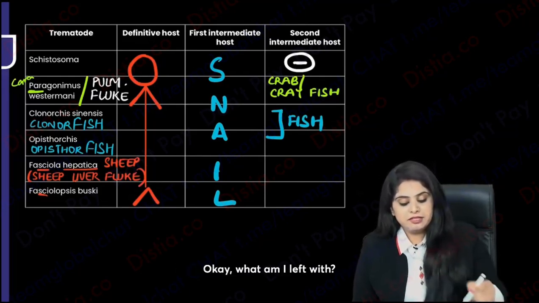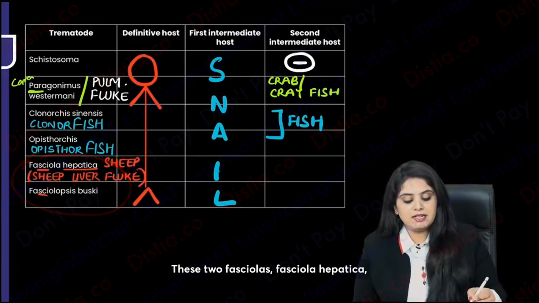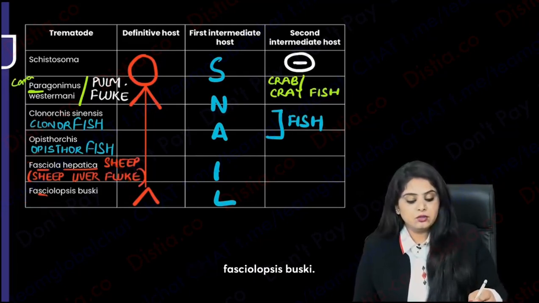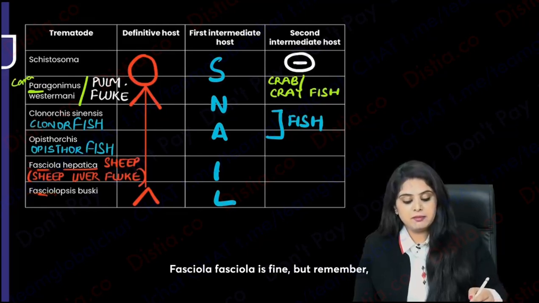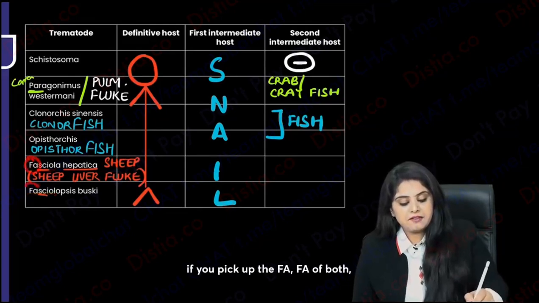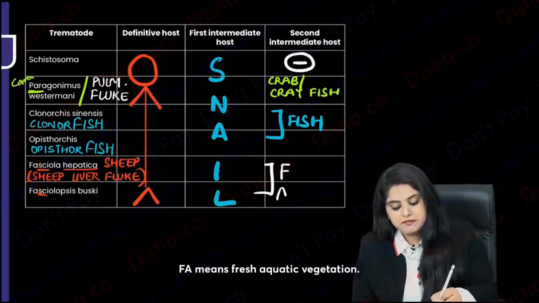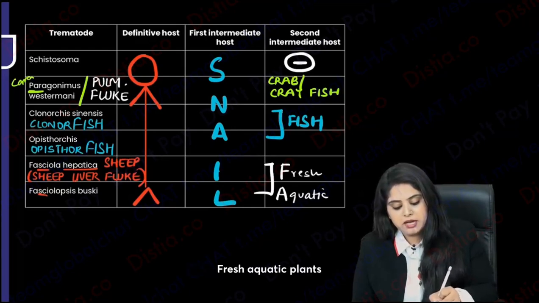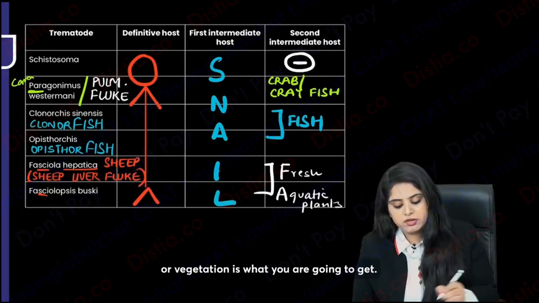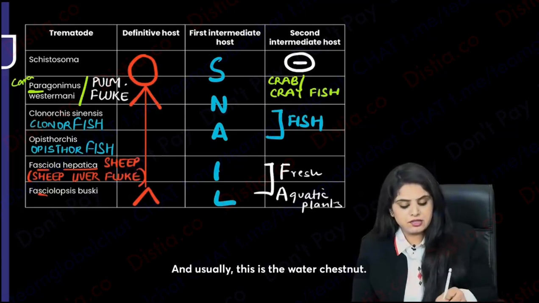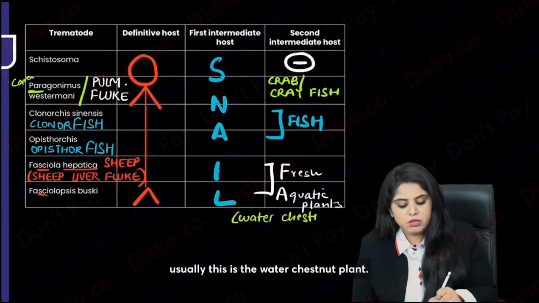Okay, what am I left with? These two Fasciolas, Fasciola hepatica and Fasciolopsis buski. So Fasciola is fine, but remember, if you pick up the FA of both, for both of them FA means fresh aquatic vegetation. Fresh aquatic plants or vegetation is what you're going to get, and usually, if you want to know a little more detail, this is the water chestnut plant.